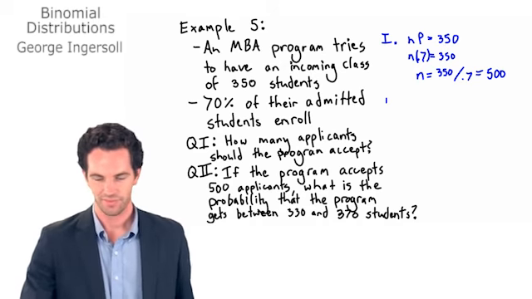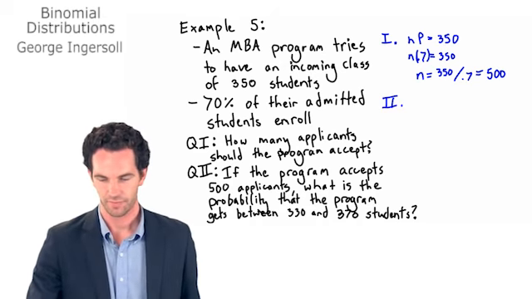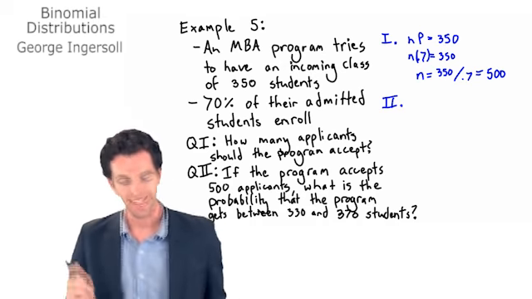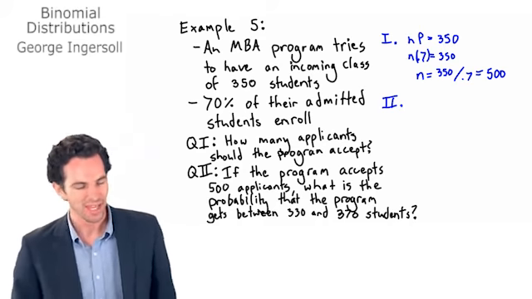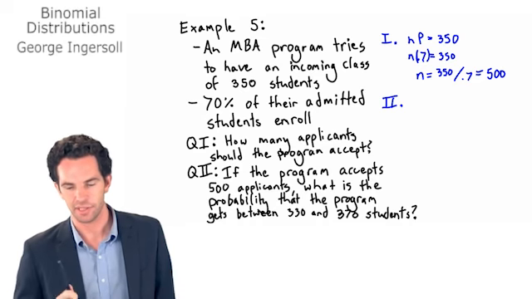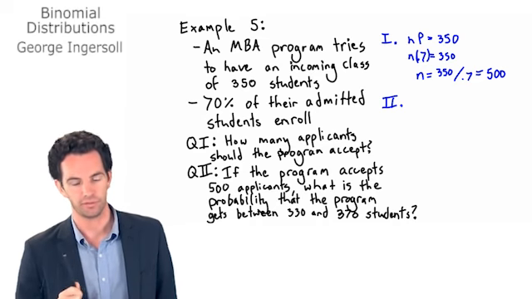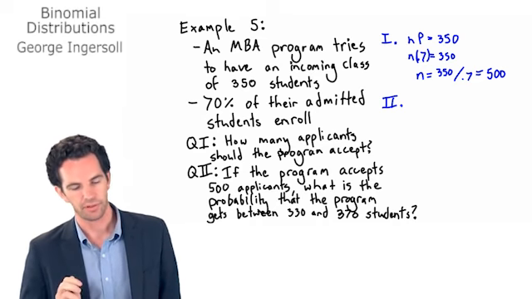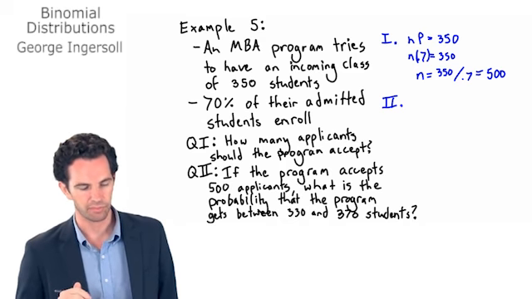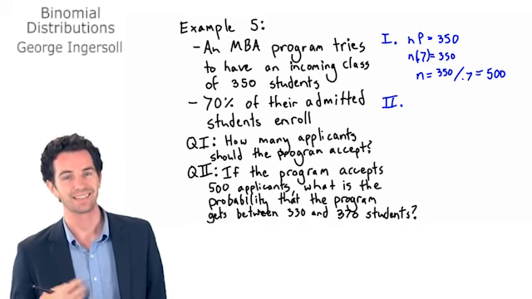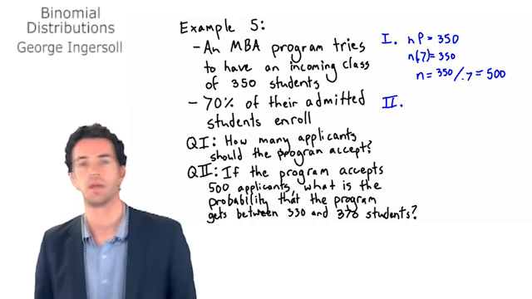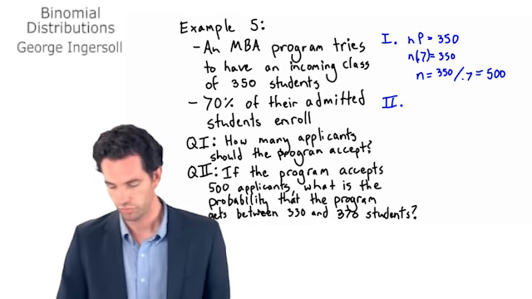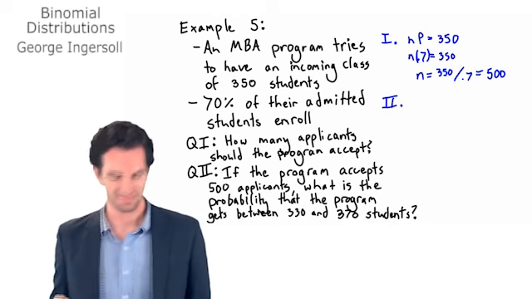Second question. If the program accepts 500 applicants, there's a little bit of a giveaway on the previous question. If the program does accept 500 applicants, because they think that's going to give us our expected value of 350, what is the probability that the program actually nets between 330 and 370 students? Now, let's think about the 3 ways we could calculate this.